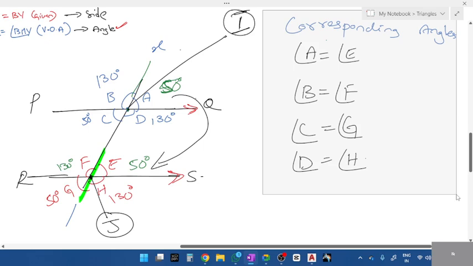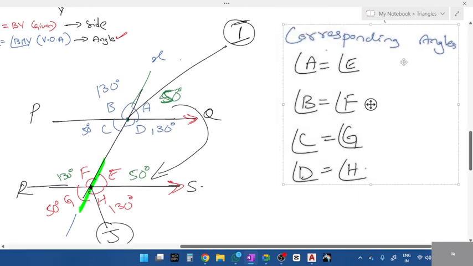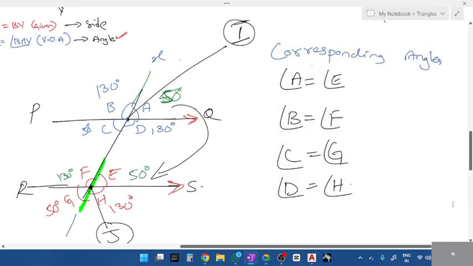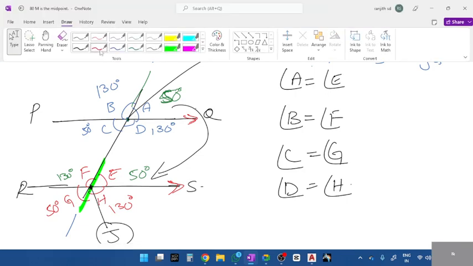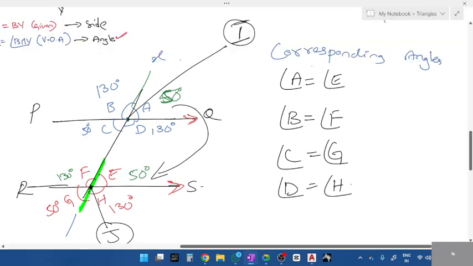So can you tell me what is corresponding, students? In parallel lines, are they in the same position? Same position, different line. The angles in the same position on different lines are called corresponding angles. How many corresponding angles do we have? Four corresponding angles. Four vertically opposite angles, four corresponding angles.